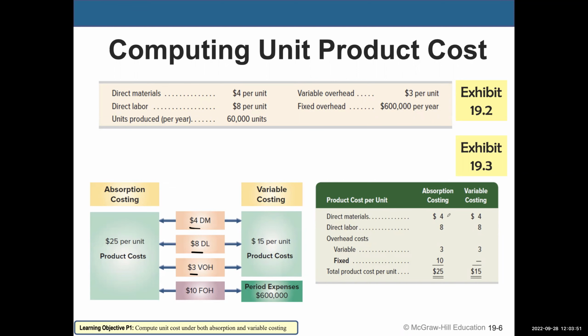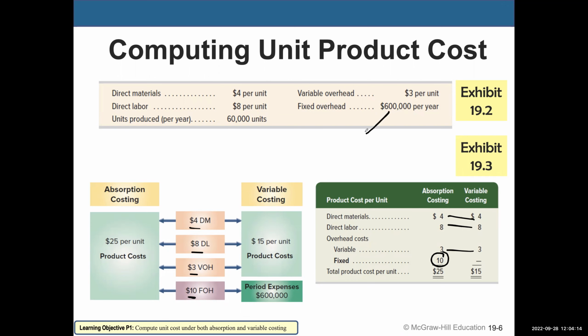So you see here, 4 and 4, 8 and 8, 3 and 3, no difference. But our absorption costing product cost includes an extra $10. You can see here, they're telling us this is $10 per unit, but I also want to make sure you know how to calculate that.